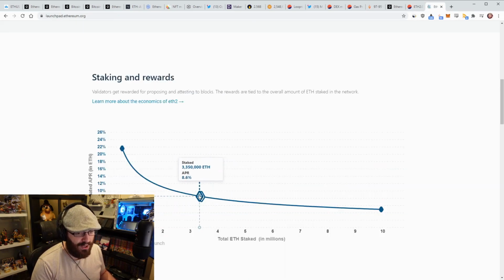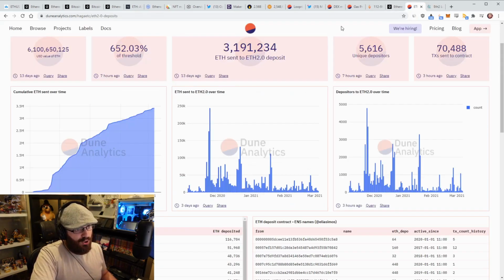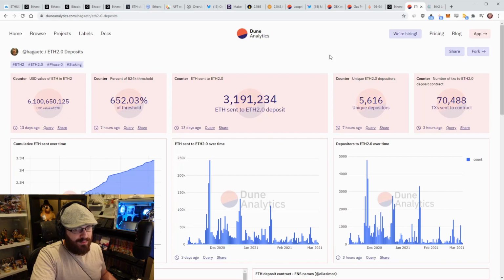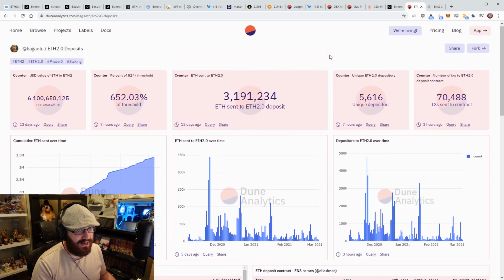And also the APY at the current staked ETH is around 8.5%. So all ETH stakers are currently still earning 8.5%. As more ETH comes in, obviously that'll go down, but it seems like we've flatlined until maybe Coinbase sets up their staking, and then we're probably going to see a massive inflow of ETH into the staking contract here. But yeah, fun to keep an eye on this.